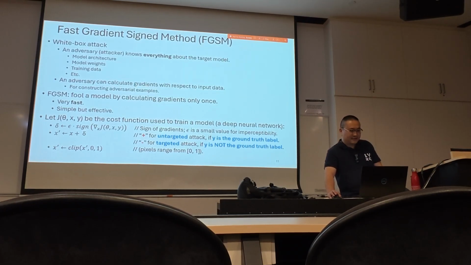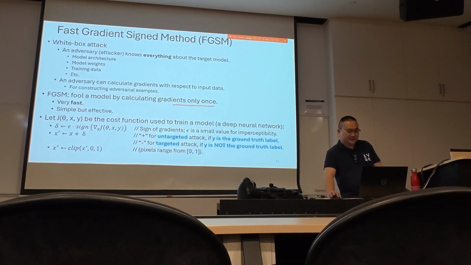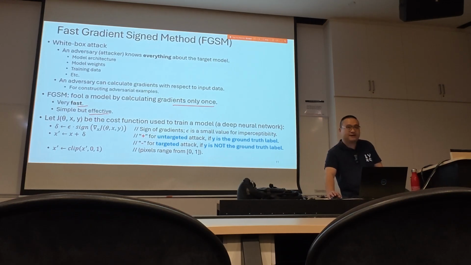So the fast gradient sign method fools a model by calculating gradients only once. And this is very fast. You just calculate gradients once, and this is simple but very effective. The algorithm can be implemented in just 3 lines of code. Here we just represent it mathematically.